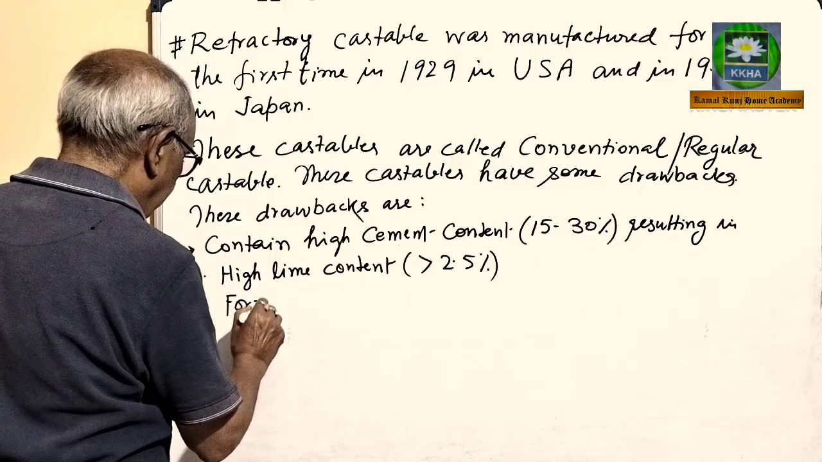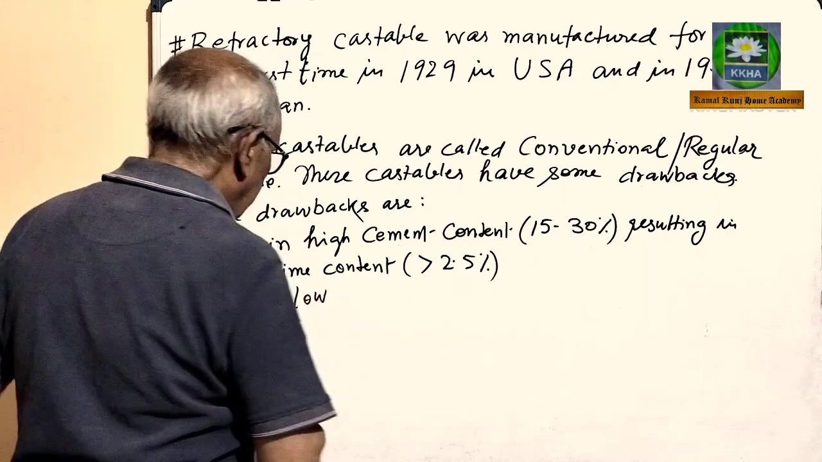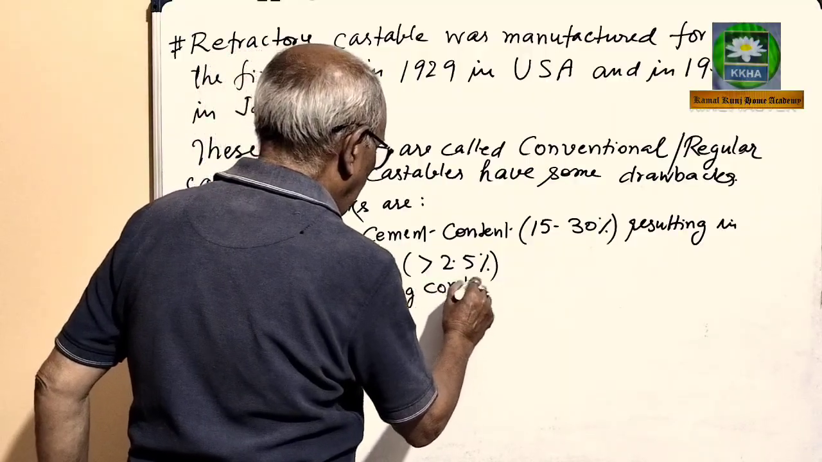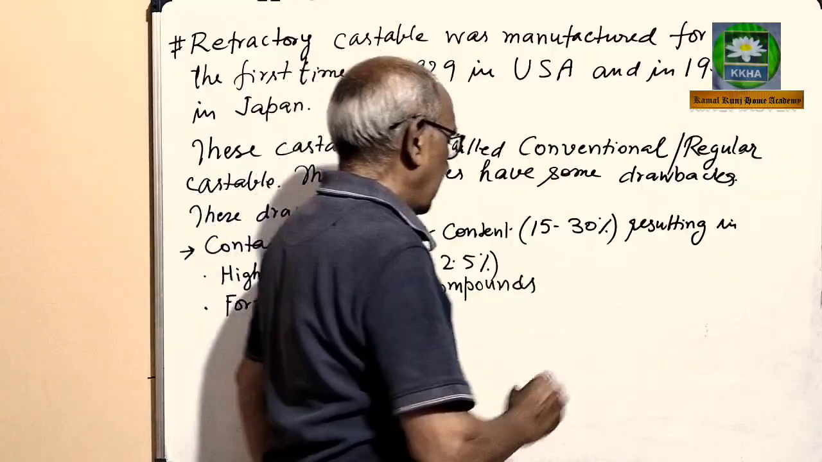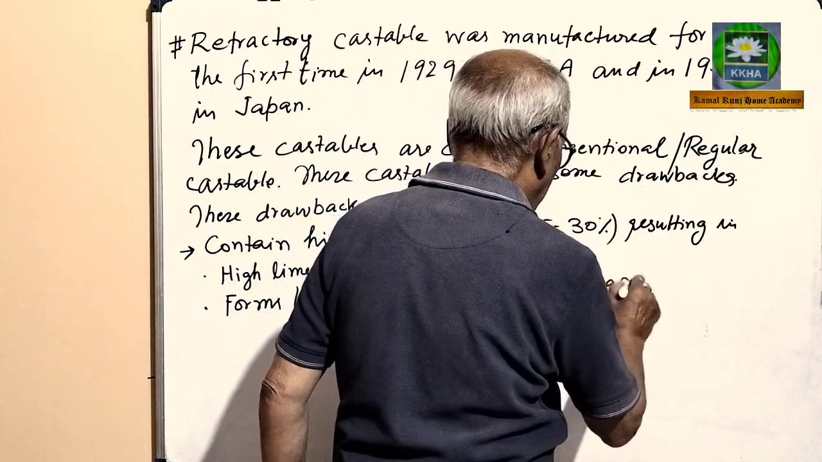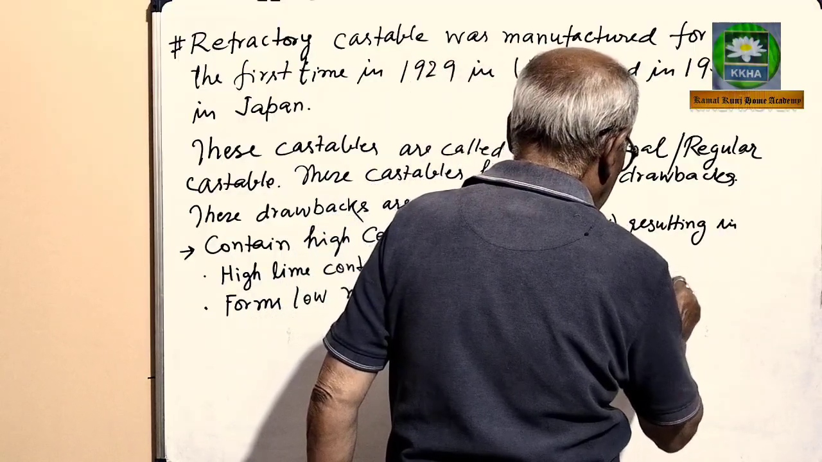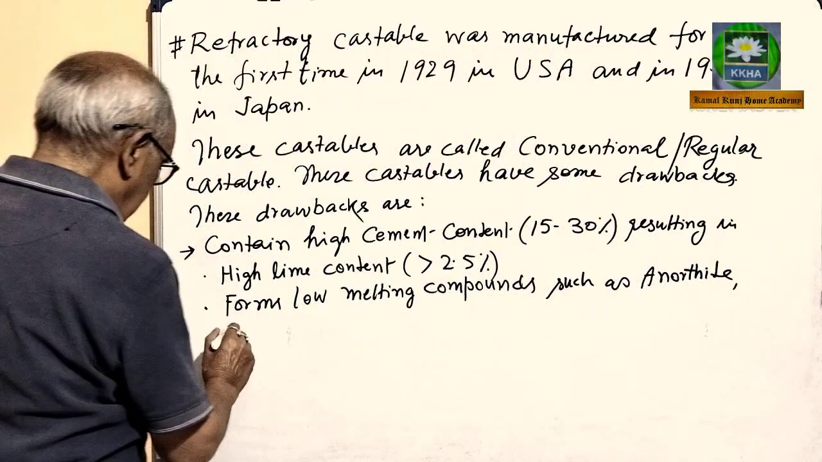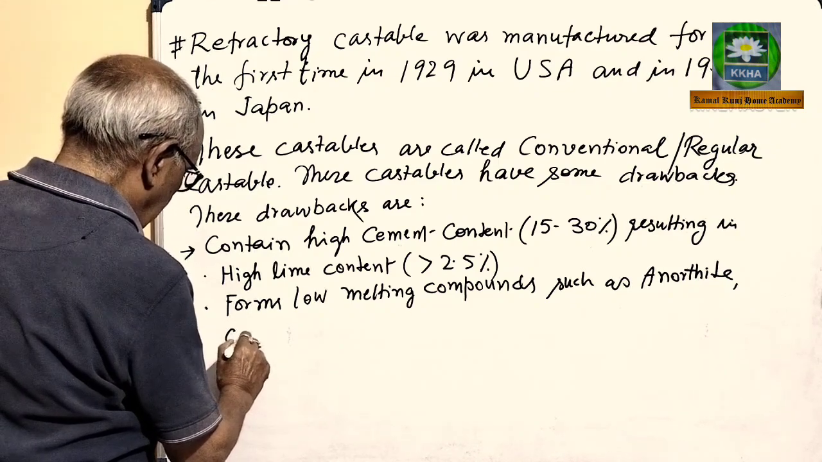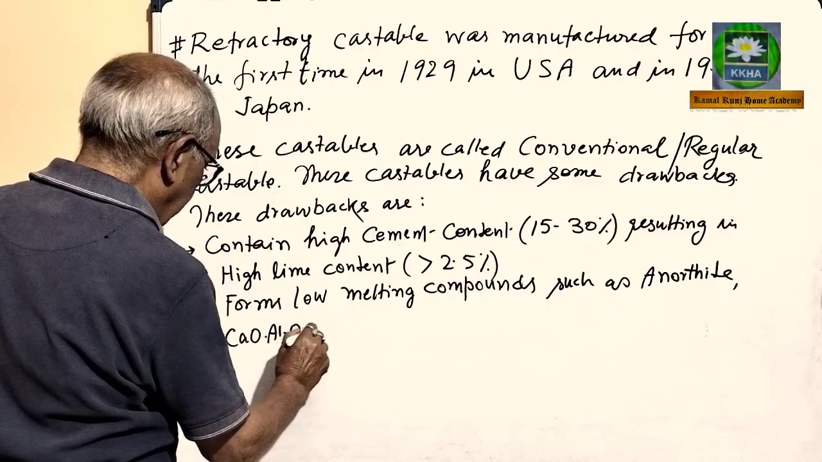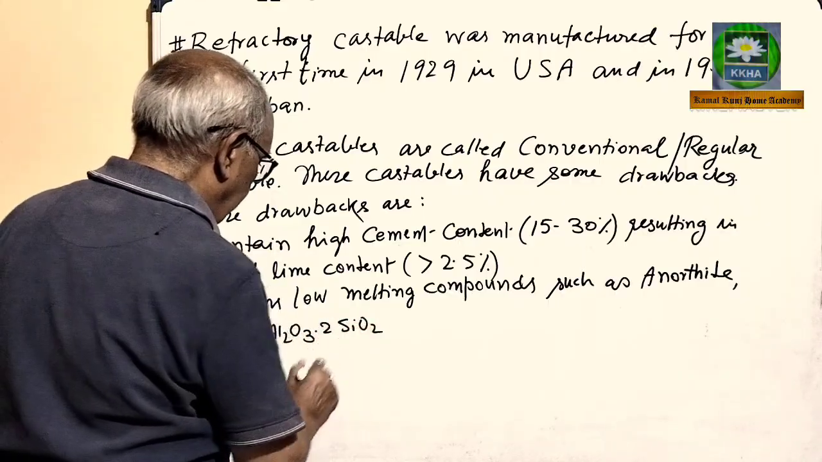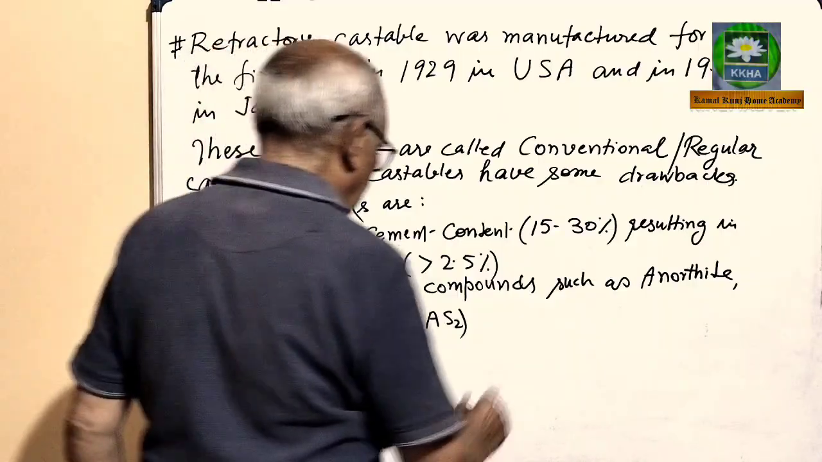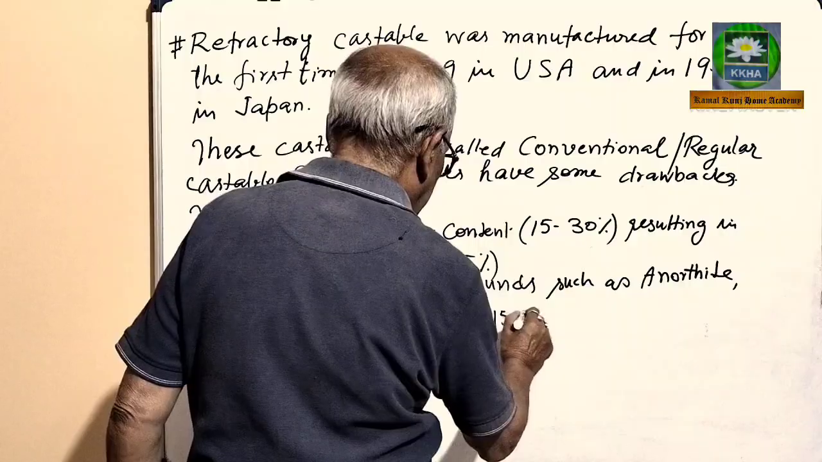This forms low melting compounds such as anorthite, CaO, Al2O3, 2SiO2, that is CAS2, melting at 1553 degrees Celsius.